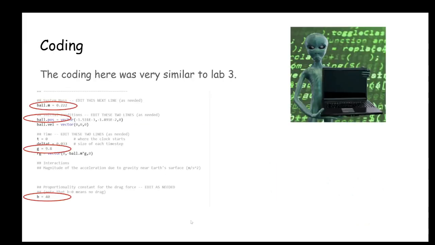Okay, for the coding. So we have our initial conditions. This initial condition we got off Tracker. Our system mass, I think I put it different in the code, but anyways. We have g equals 9.8 like normal, and then we have a force of gravity, and we also have a drag coefficient, which is trial and error, but I landed on 40.